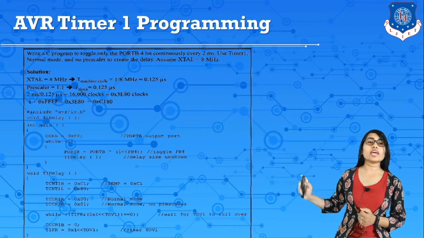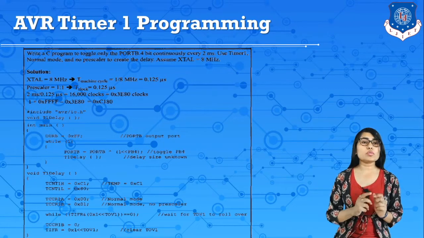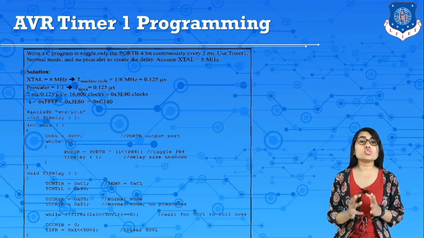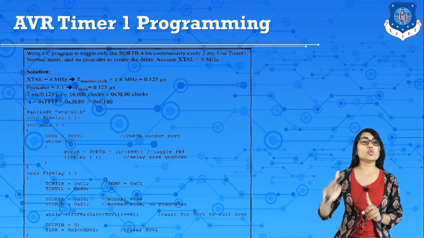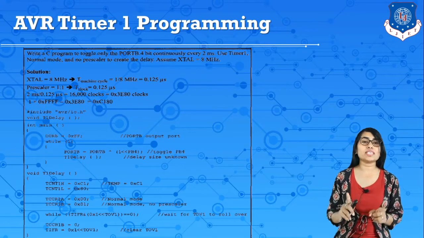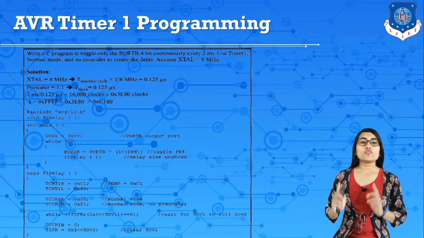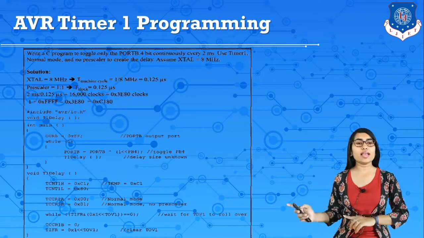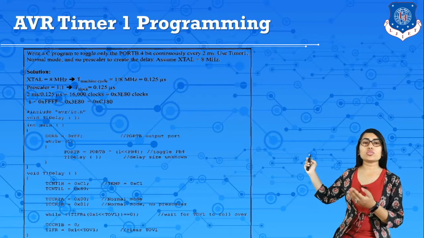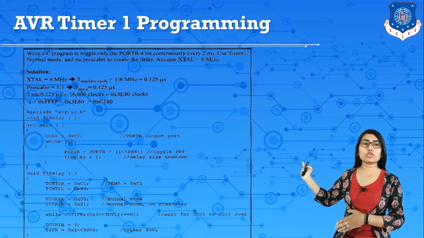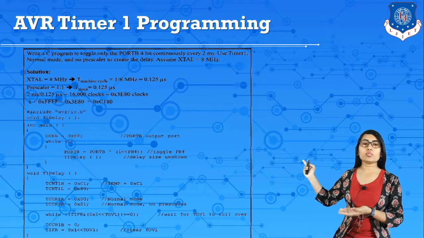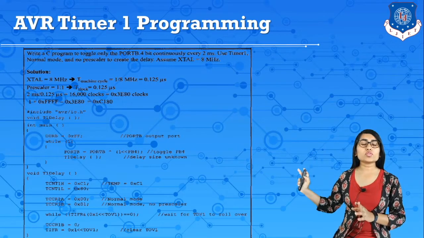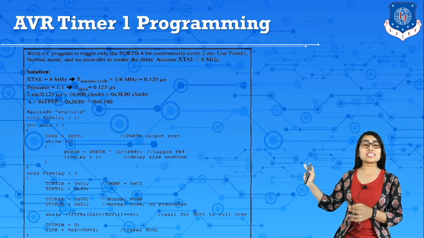So here we have Timer 1 programming. Write a C program to toggle the PORTB.4 bit continuously every 2 millisecond. Use Timer 1 normal mode and no prescaler to create the delay. First calculate the values for TCNT1H and TCNT1L. Here we have a clock frequency, so we can calculate the time duration. No prescaler, so here we have 0.125 microsecond. Now divide 2 millisecond by 0.125 microsecond. So here we need 16,000 clocks.